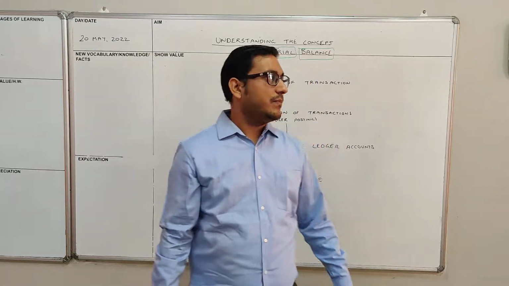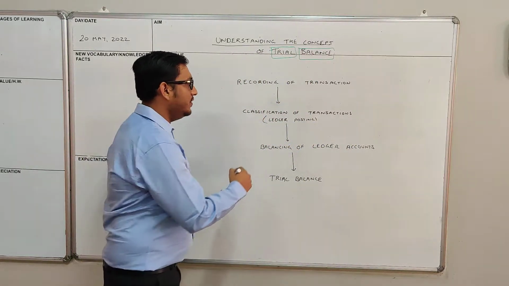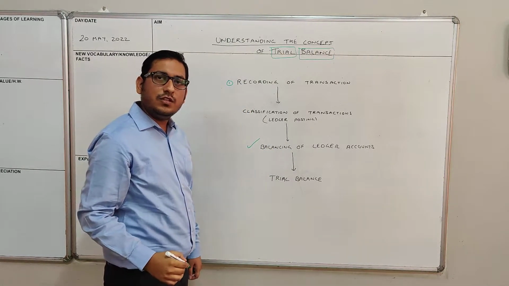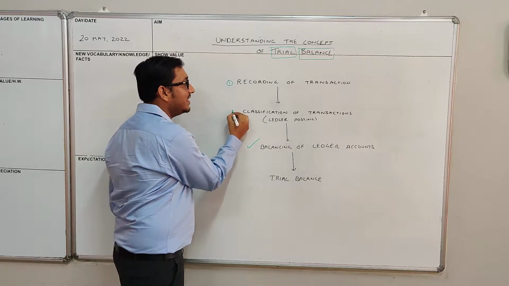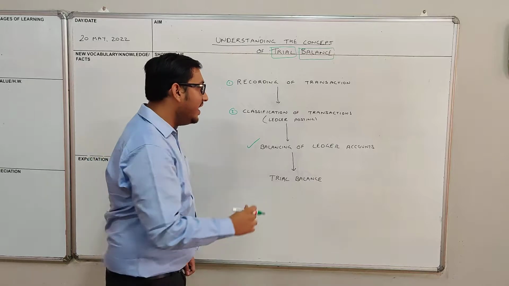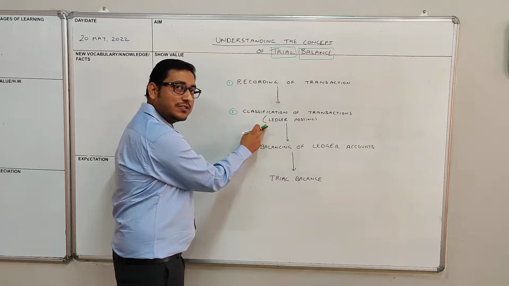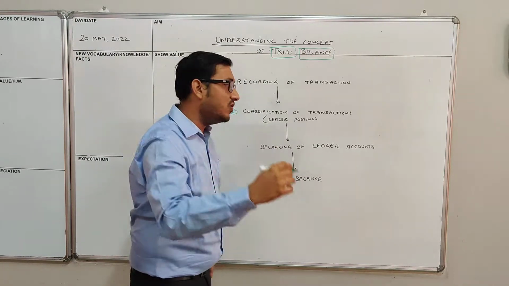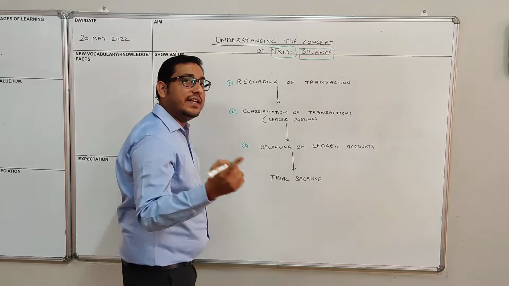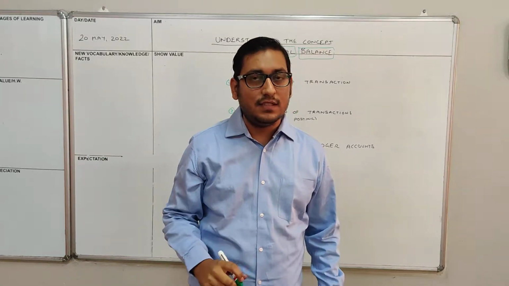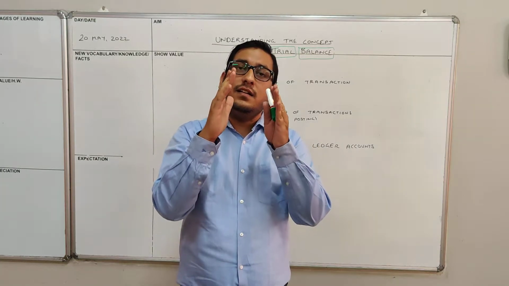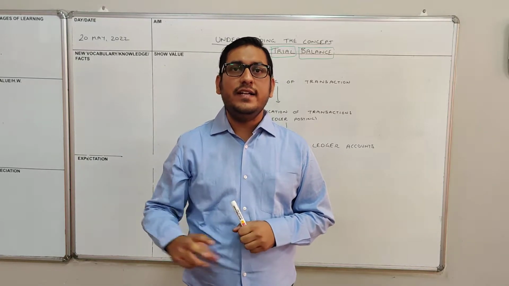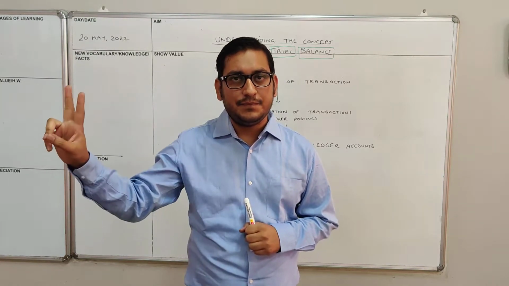Isn't it? Okay. After ledger posting, we will do the balancing of each ledger. So first we will record the transaction as per the golden rule of accounting. Second, we will classify the transaction as per ledger posting, and after posting the ledger accounts, we will extract the balances of all the accounts, and these accounts can have a debit balance as well as a credit balance. If it has a debit balance, we will write the balance of that particular account on the debit side, and if it has a credit balance, we will write it on the credit side.